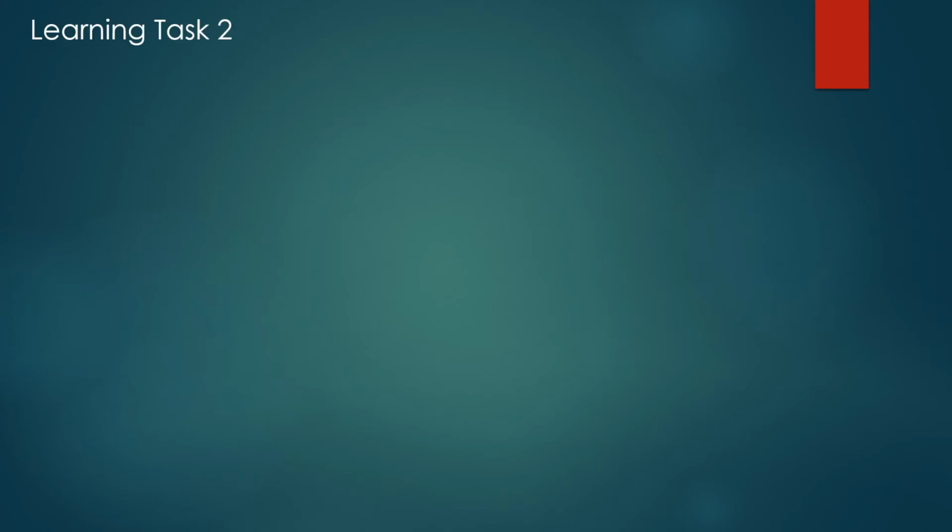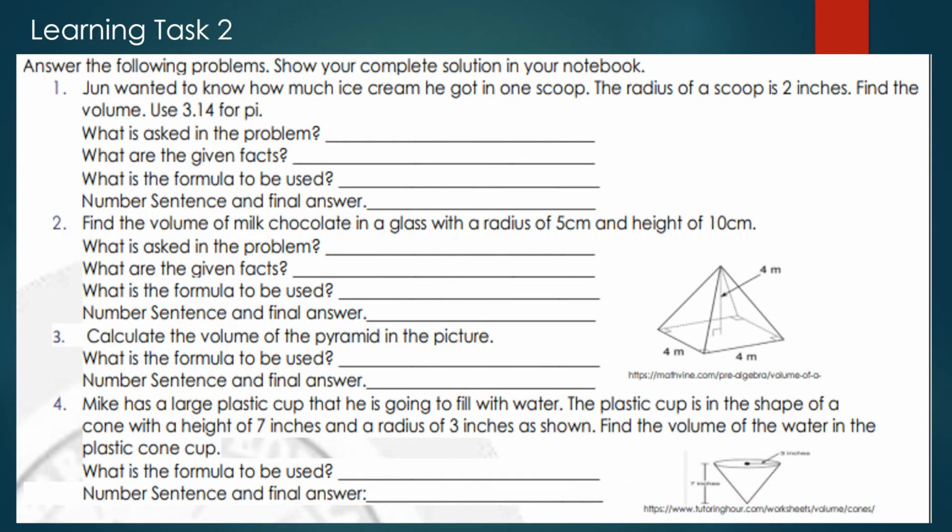So, now, let's move on with learning task number 2. Ito yon sa ating LeaP. Answer the following problem. Show your complete solution in your notebook. Sa number 1, nakalagay, June wanted to know how much ice cream he got in one scoop. The radius of a scoop is 2 inches. Find the volume. Use 3.14 for pi. Diba yung scoop ay pabilog? Ang isang scoop nun, ibig sabihin isang bilog.